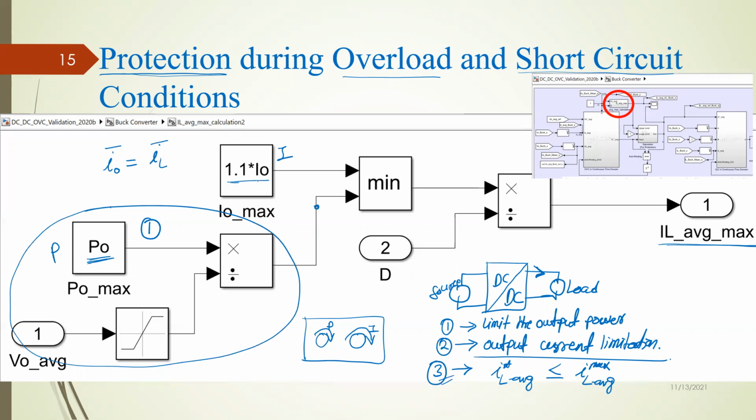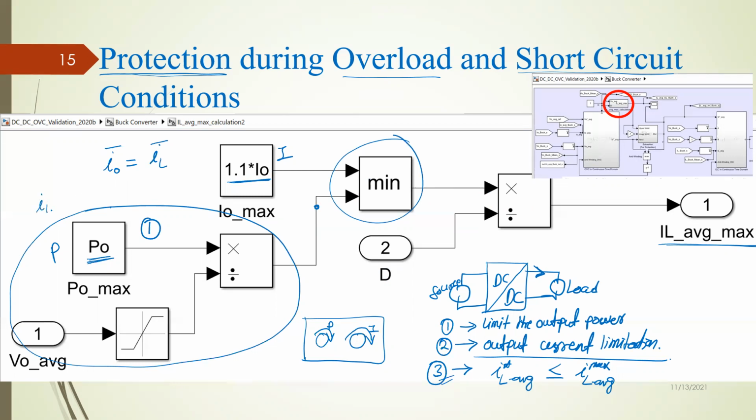And here, as I said, in a short circuit the current can go very high. So we would like to also limit our output current to, let's say in this example, 1.1 times the rated current. So we will check which one is minimum. In this case, D is 1.